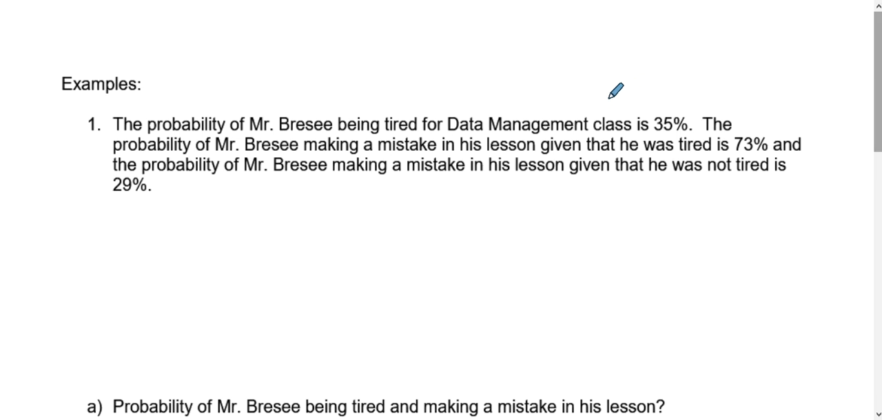So let's look at a question here. The probability of Mr. Brzee being tired for his class is 35%. The probability of Mr. Brzee making a mistake in his lesson given that he's tired is 73%. And the probability of Mr. Brzee making a mistake in his lesson given that he's not tired is 29%. Okay, so one of the things that we have to take a look at is what are my two variables? Well, the first variable is being tired, and the second variable is making a mistake.